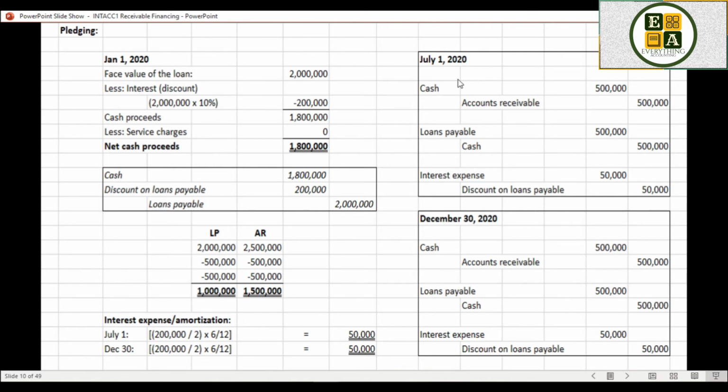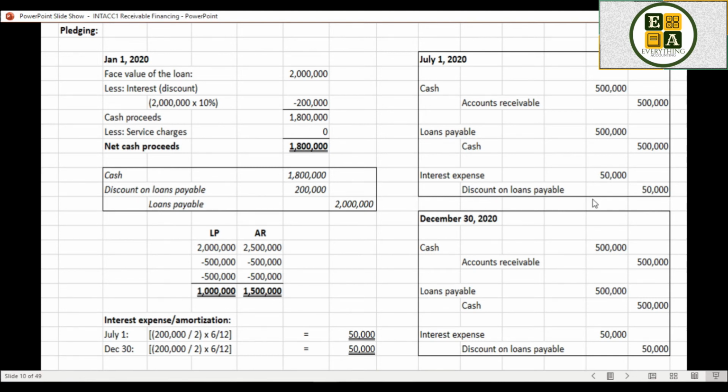So for July 1, yung ating collection will be debited to cash and credited to accounts receivable na 500,000. Then, the same amount yung magiging payment natin sa loan kasi nga, any collections will be paid to the loan until the loan has been fully paid. So, loans payable debit and cash credit for the same amount of 500,000. Then, sa July 1, yung ating amortization, debit tayo ng interest expense, 50,000, and credit tayo discount on loans payable, 50,000.